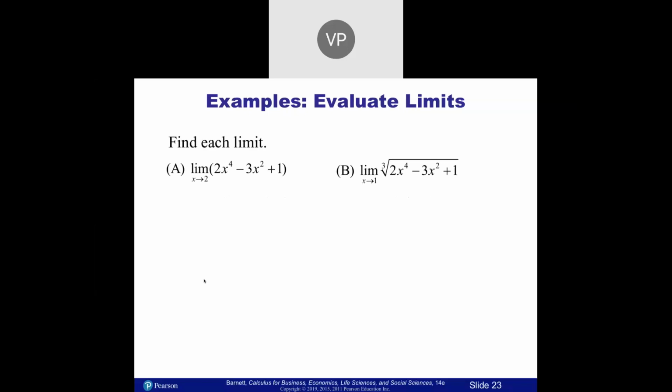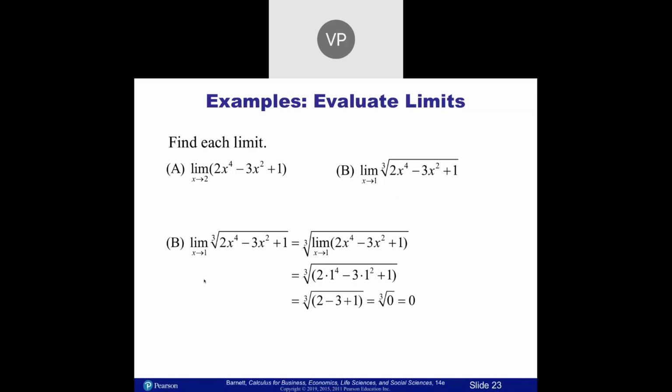On part B, okay, it's a root, but a root's going to be fine, especially when it's an odd-powered root. If it was a square root, we've got to watch out for a negative, but when it's an odd power, we're good. Plug in the 1 in each of these, and simplify the root, we get a 0. That is our limit. That's where we're going.